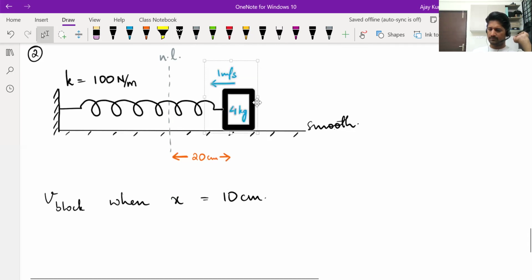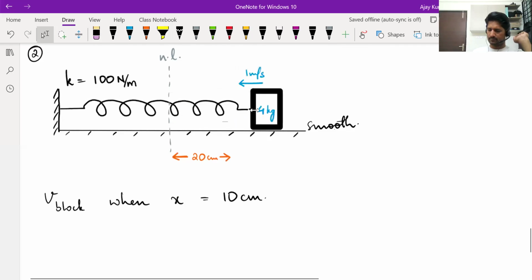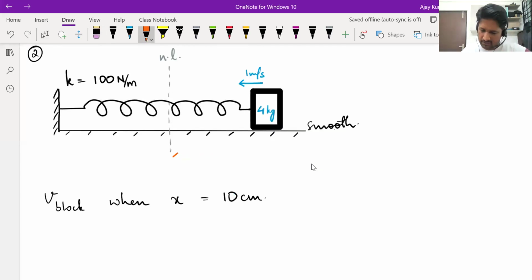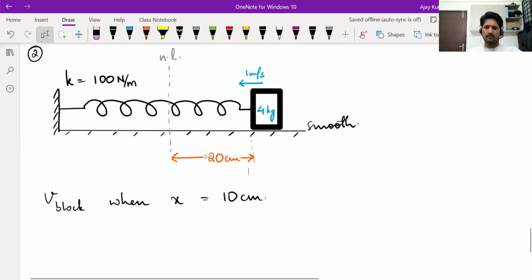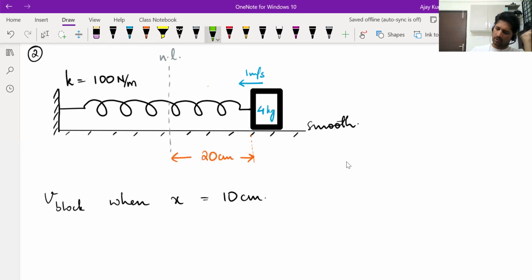Do this, all of you. Initially means the moment when we started observing this system, the spring was stretched by 20 centimeters. So basically what we want is the speed of the block when it comes here to an elongation of 10 centimeters.